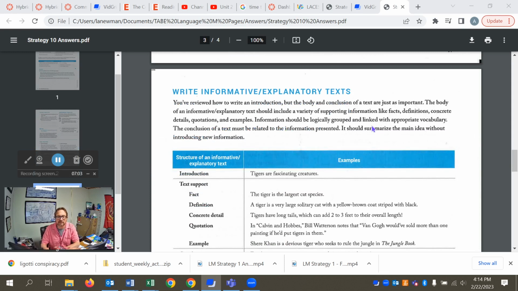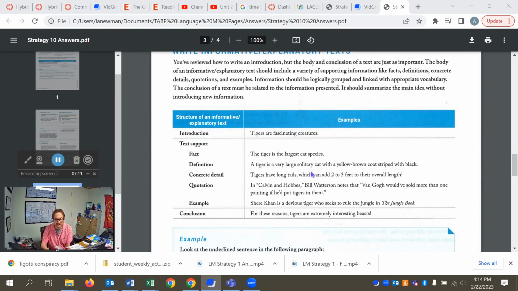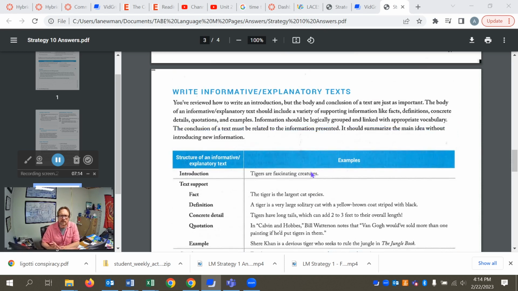Okay, we're only about halfway through this lesson. We've got a little bit more on informative or explanatory texts. And this is about the structure of them itself. You reviewed how to write an introduction, but the body and conclusion of a text are just as important.